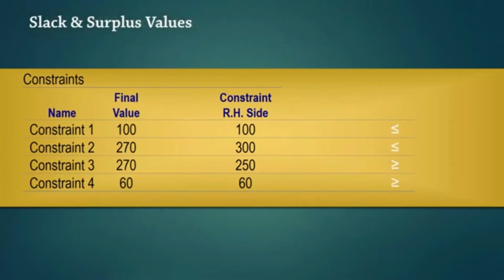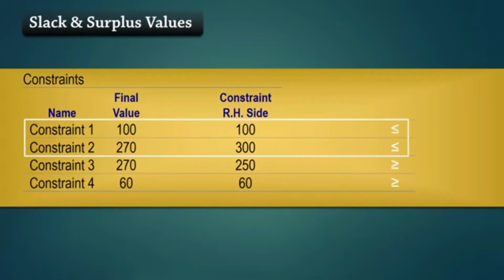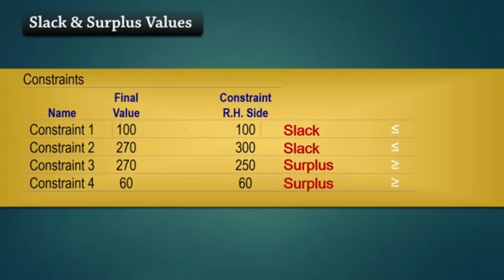For slack and surplus values, we simply take the difference between the final value, that is the left side of the constraint, and the right-hand sides. Constraints 1 and 2 are less or equal constraints, so they will be associated with slack variables, while 3 and 4 are greater or equal constraints and will be associated with surplus variables. So the slack value for constraint 1 is 0, and for constraint 2 it is 30. The surplus for constraint 3 is 20, and for constraint 4 it is 0.